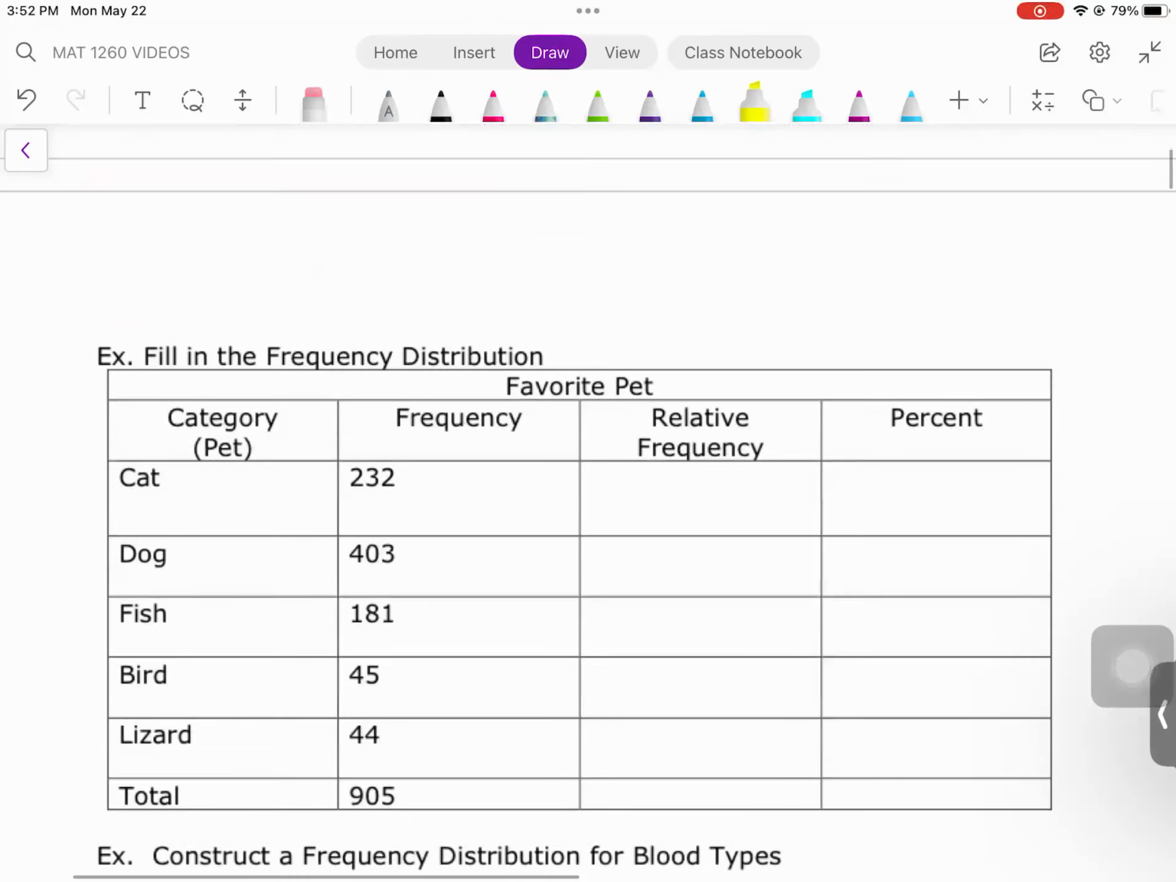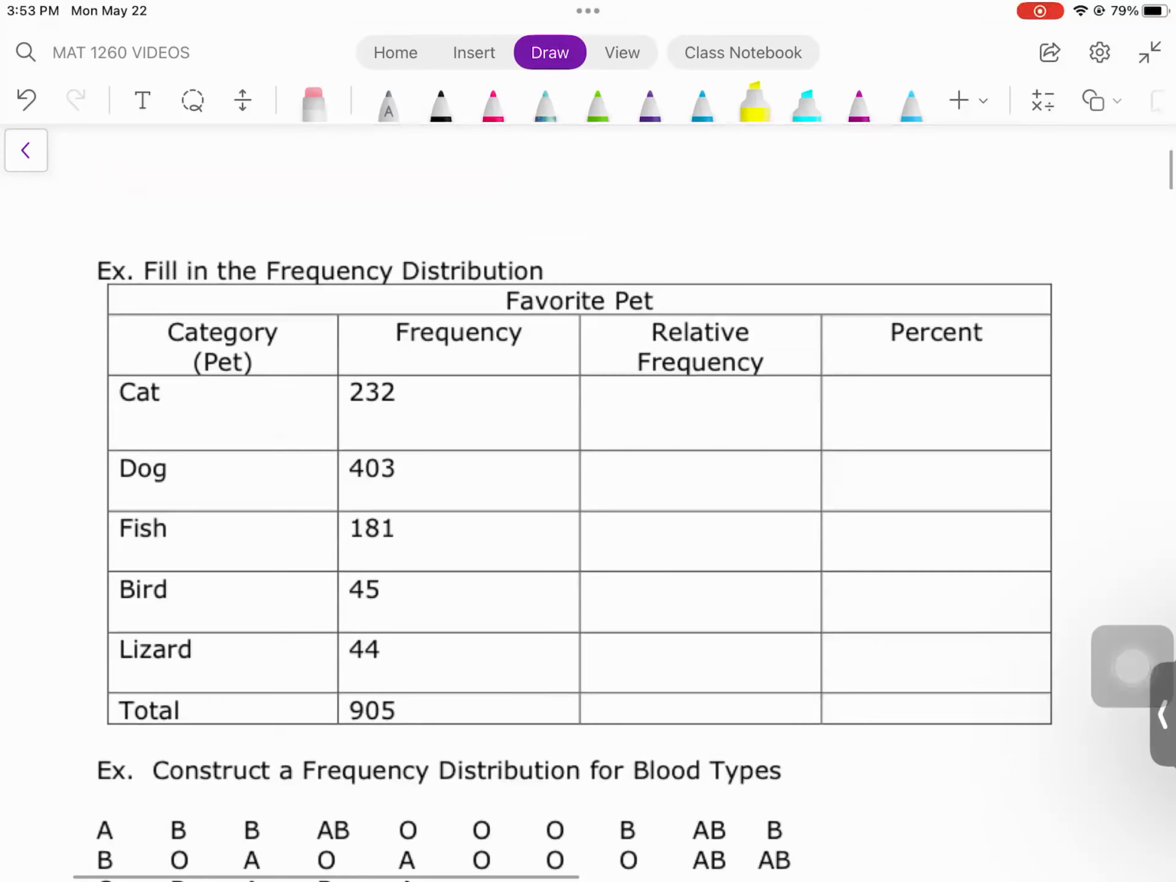So let's practice filling in a frequency distribution for favorite pet. We have in our first column the category or the type of pet, and then we're given some frequencies that have a total of 905. So this is actually our sample size. To find the relative frequency for that first class of cat, we would take the frequency of the class, 232, and divide it by the total or sample size of 905. If we were to divide this using a calculator, we would get 0.256.